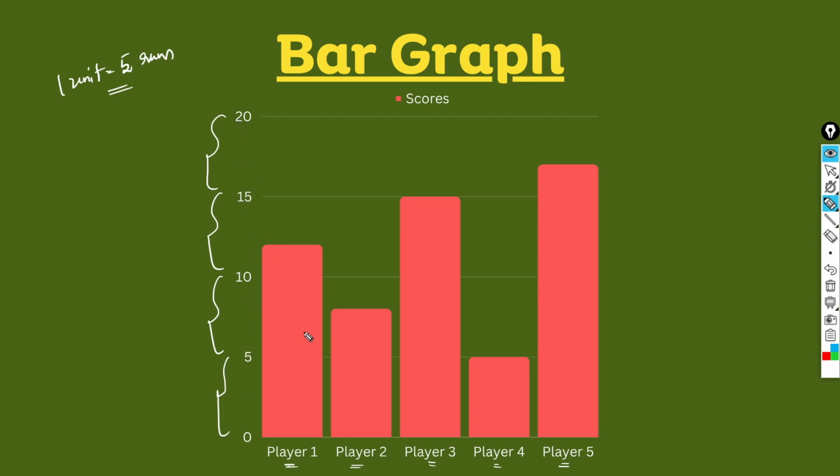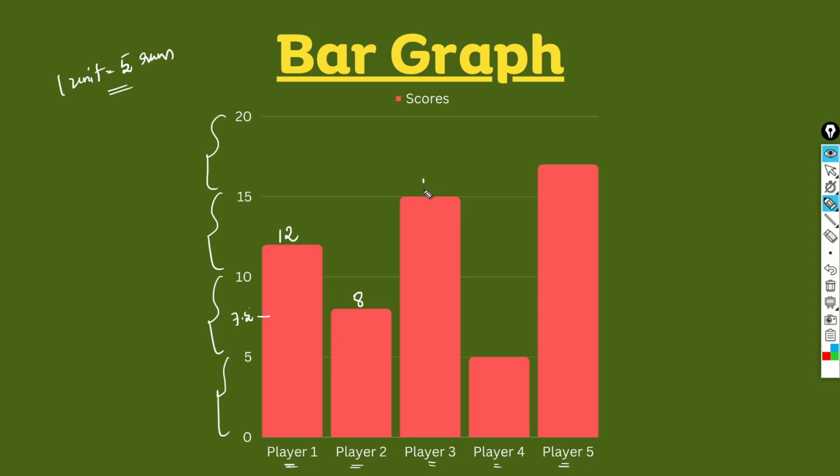Okay. Now if you observe, player 1 would have scored 12 runs, because this bar is more than 10, less than 15, but slightly less than half of 10 and 15. So it would be 12. Similarly, the second player would have scored 8 runs, because this bar is more than half of 5 and 10. Half of 5 and 10 is what? 7.5. So this is more than that. So this will be 8.